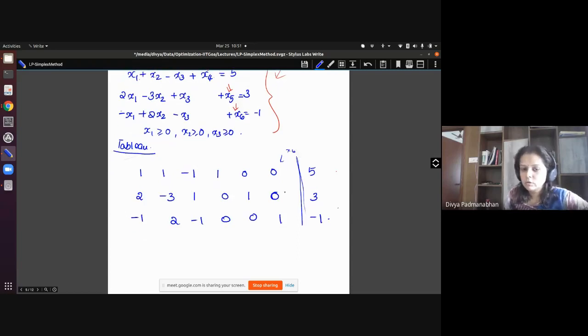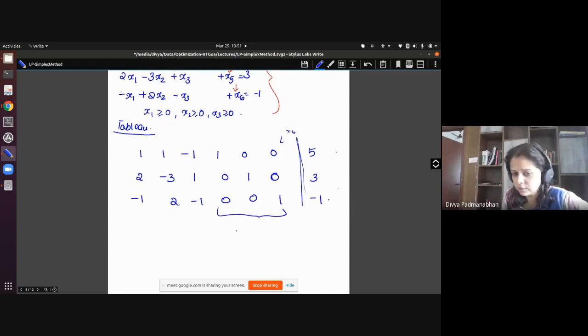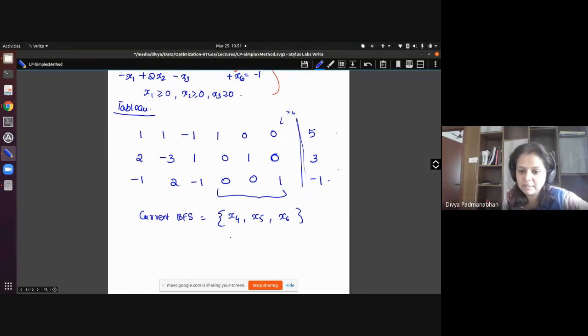Okay. So now, suppose I'm fixing this as my basis. So the basic variables are going to be x4, x5, x6. These are the values, the current BFS. And so this means that the current assignment is x4 is equal to 5. All these other values are zero. So x1, x2, and x3 are all going to be zero. These are the non-basic variables.